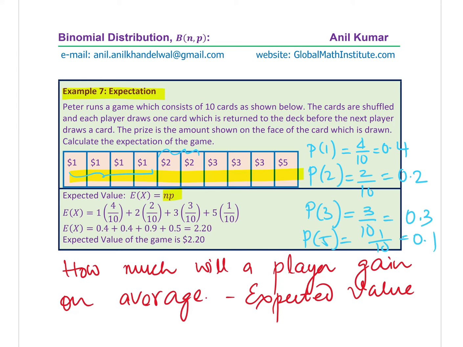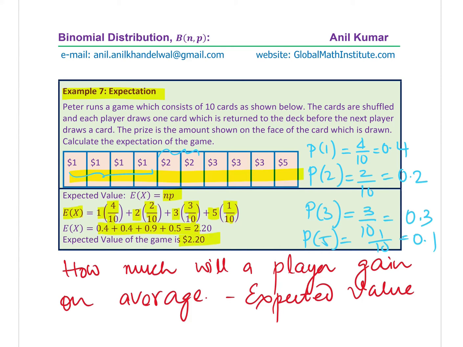So we are going to multiply these probabilities with the number of cards to get the expected value, correct? That is what is done here. So to find the expected value, 1 times the probability of getting 1, which is 4 out of 10, then 2 times the probability of getting 2, which is 2 over 10, and 3 times 3 out of 10, 5 times 1 out of 10. Adding these values gives us 2.20.